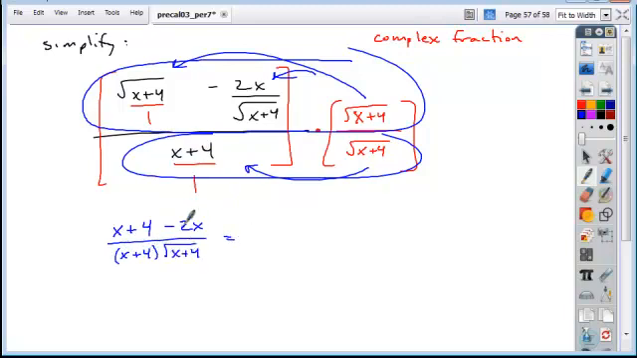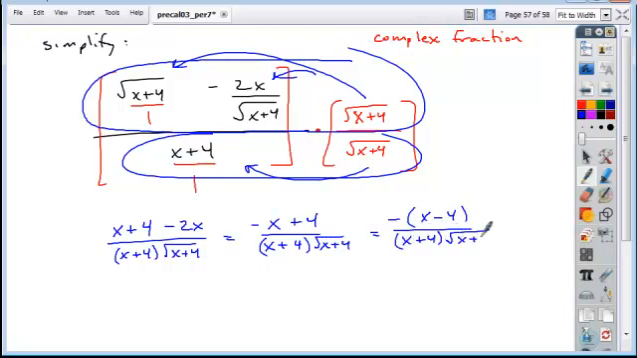Okay, so when we simplify this, we can combine our like terms. x minus 2x nets you a negative x plus 4 over this same denominator. And if we tried to factor out a negative just to see, do these factors cancel? We get x minus 4 over the same denominator, and so nothing cancels. So this is one acceptable form.